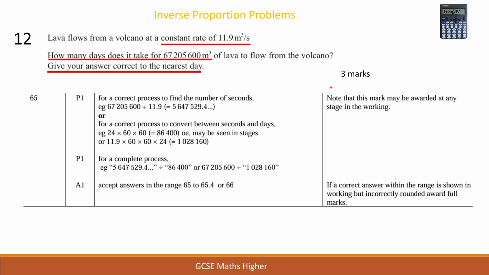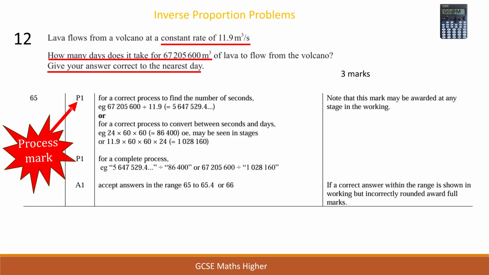Fantastic work. So hopefully you managed to get an answer of 65. Remembering P1 is a process mark, which is like a method mark to show you the process. So your method for getting this working correct. The A1 is the final answer mark. Give yourself a big tick if you got it correct.